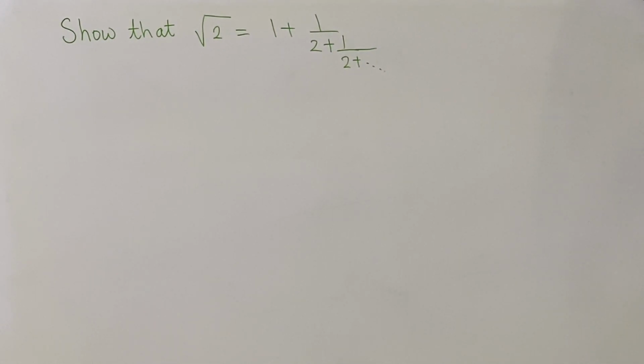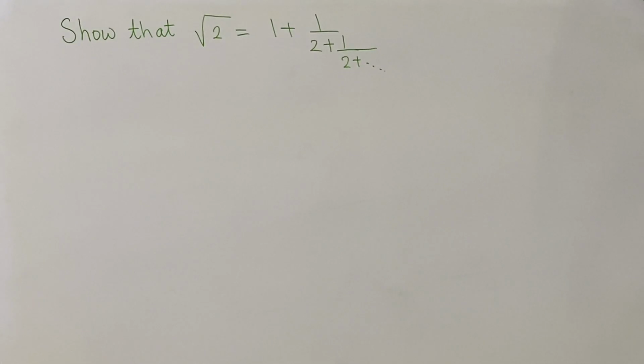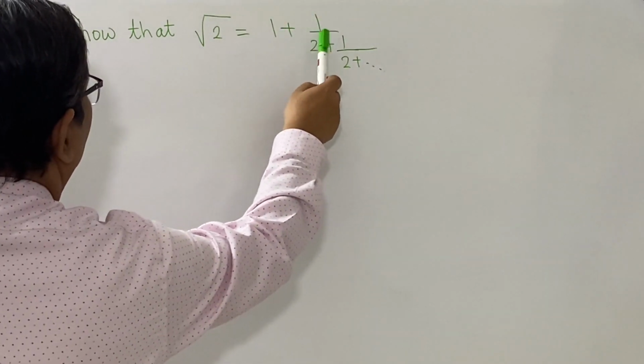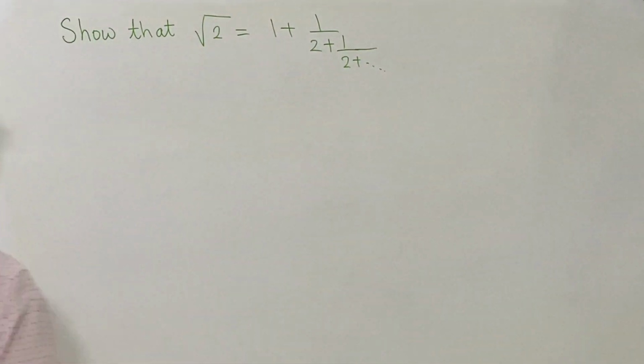In this edition, we are going to show that the number square root of 2 can be expressed as a continued fraction 1 plus 1 by 2 plus 1 by 2 plus, and this continues ad infinitum. Now, how do we write a number in terms of a continued fraction? So, the process is as follows.